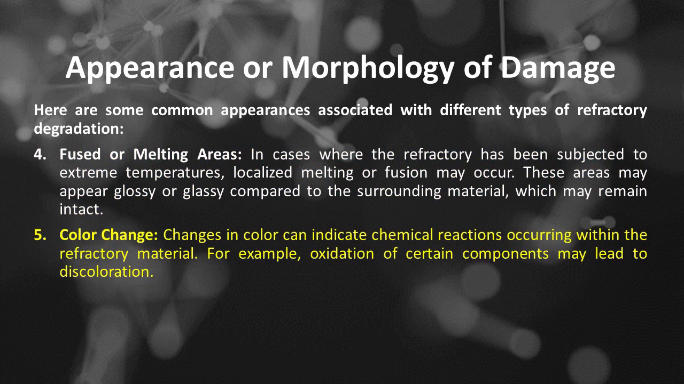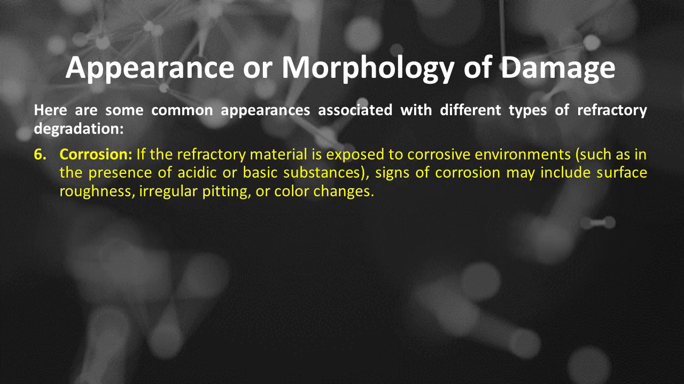Number 5 is color change. Changes in color can indicate chemical reactions occurring within the refractory material. For example, oxidation of certain components may lead to discoloration. Number 6 is corrosion. If the refractory material is exposed to corrosive environments, such as in the presence of acidic or basic substances, signs of corrosion may include surface roughness, irregular pitting, or color changes.